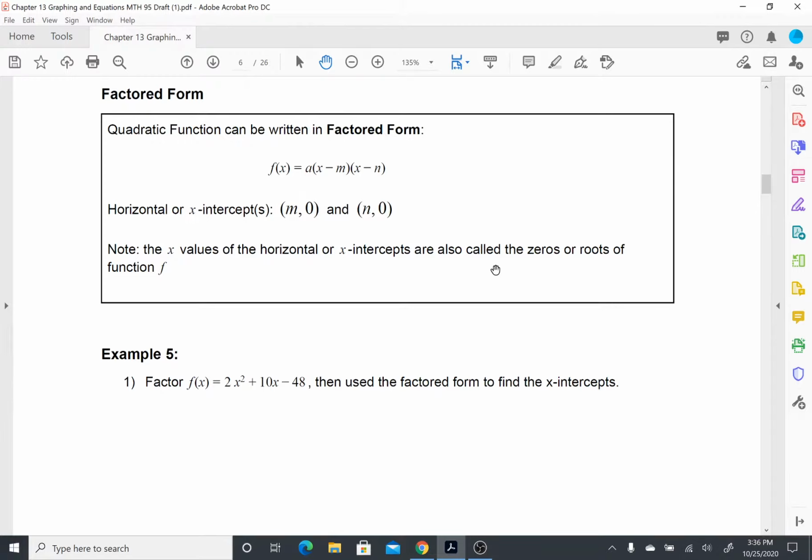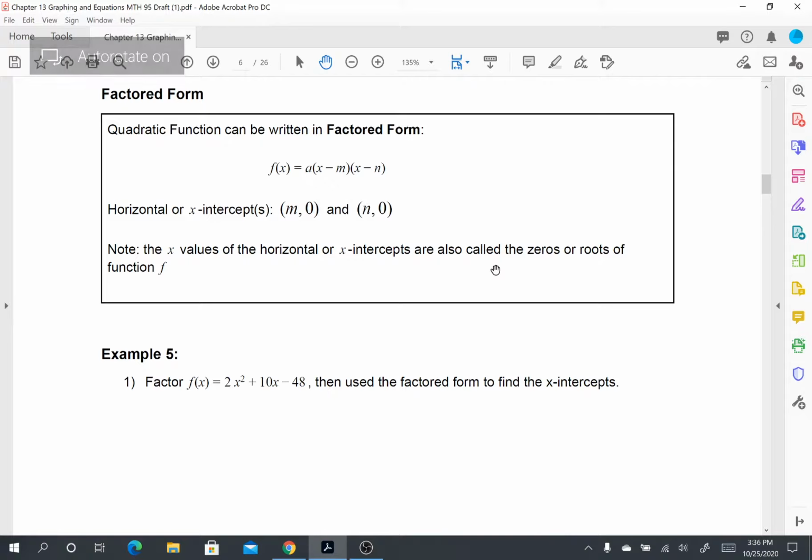You're probably wondering when 13.1 and 2 will end. I am as well. But here we go. Factored form. This is probably part 4.